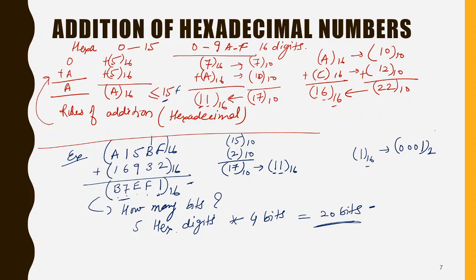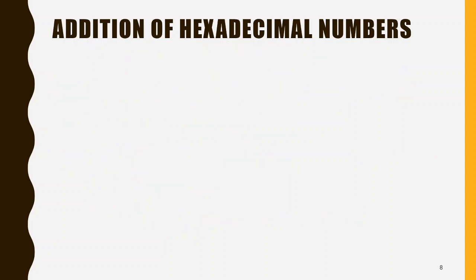This is hexadecimal to binary conversion that we have done earlier. You can watch in previous videos. Okay, so let us have some examples for this. We will take some augends and some addends. Do you remember what augend and addend are?